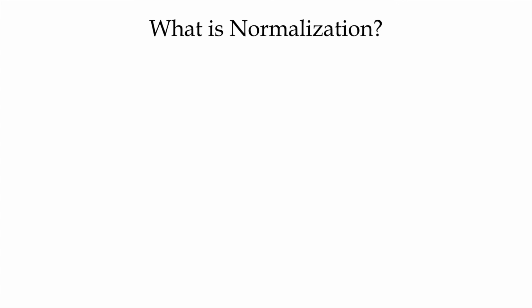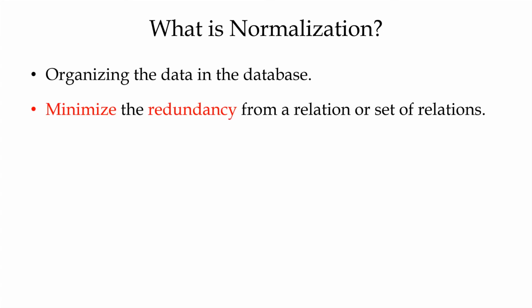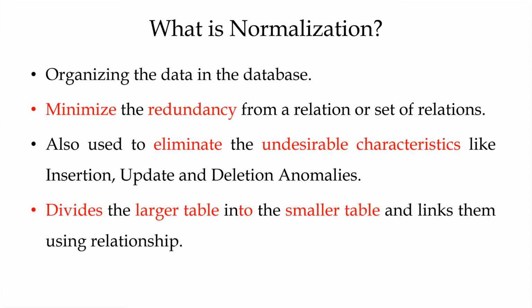Now, let us see what is normalization in detail. Normalization is the process of organizing the data in the database. It minimizes the redundancy from a relation or a set of relations. It is used to eliminate the undesirable characteristics like insertion, updation and deletion anomalies. And it divides the larger table into smaller tables and links them using a relationship.